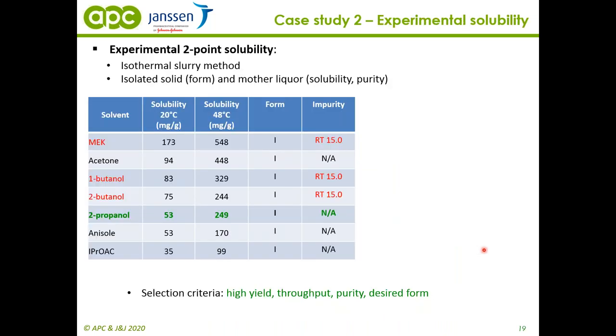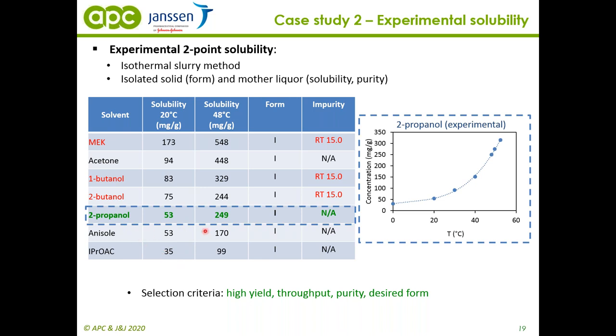With this, we went further to the experimental validation, using the isothermal slurry method. When we isolated mother liquors and checked the purity, three solvents were ruled out because we found an impurity in those solvents at higher temperature. Then by analyzing the solubilities, we found that isopropanol, anisole, and isopropyl acetate are good solvents. Out of those three, we went for isopropanol just because there was a very high solubility at 48 degrees, which assured a high throughput as well as yield. This solubility is at room temperature, 20 degrees, but we found that if we lower the temperature to 0 degrees, we can get an even higher yield.